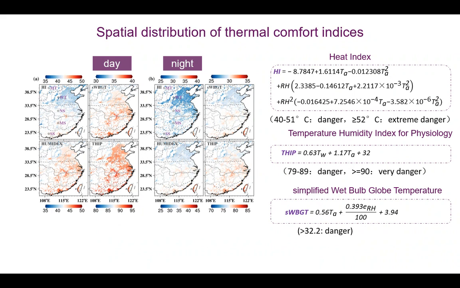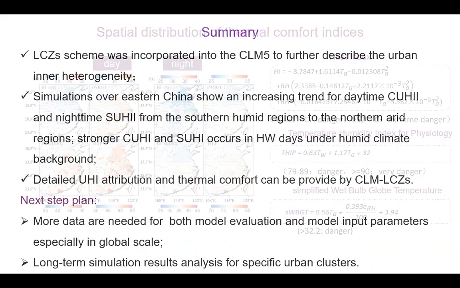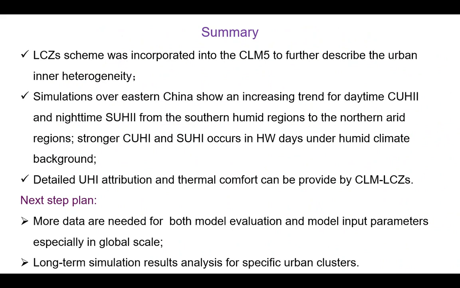Okay. Also, with our simulation, we can give a detailed spatial and temporal distribution of the thermal comfort index, which has been employed in the CLM model. And a quick summary: we just coupled local climate zone schemes into CLM5, and we benefit from this because we can get detailed urban heat island distribution and thermal comfort. The next plan is that we need more data for evaluation and more input parameter data. Especially, I believe Dr. Zhang's team is working on a global continuous high resolution data set.